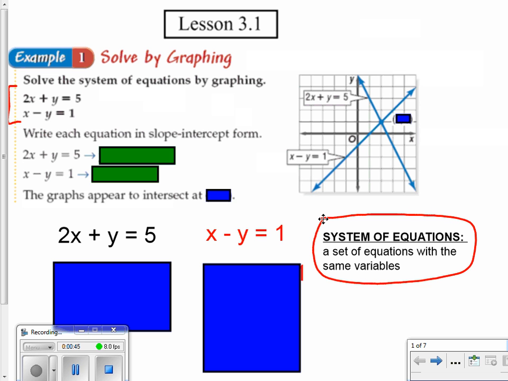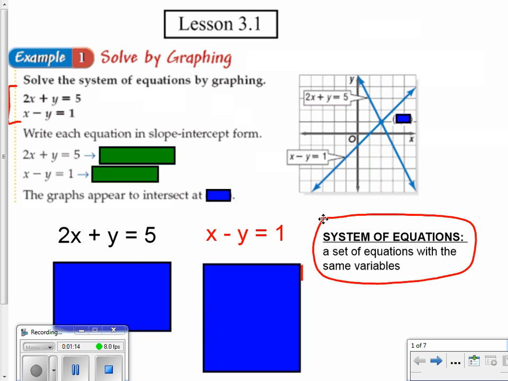Now what does it mean to solve a system of equations? Well, essentially that means we want to find the one spot, or possibly more spots, usually just one, where both of these equations have the same x and the same y value. If we look at our bottom one, x minus y equals 1, well, if I set x to be 3, y has to be 2. That's the only y value it can be. If x is 3, y has to be 2.